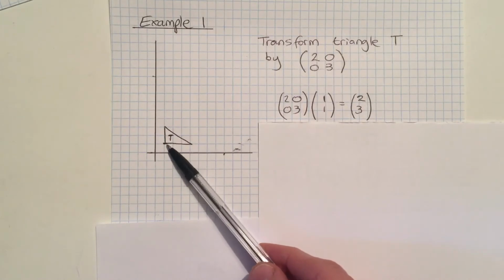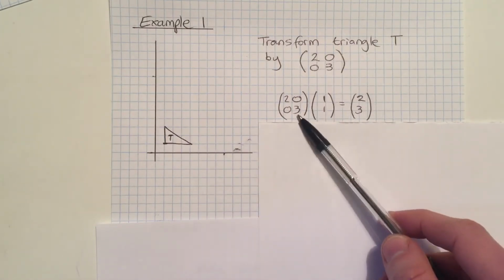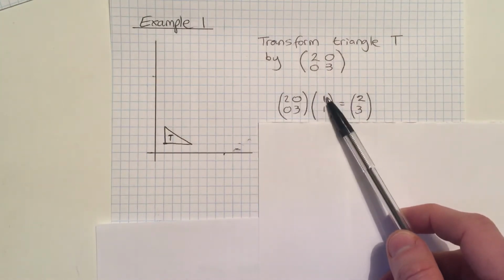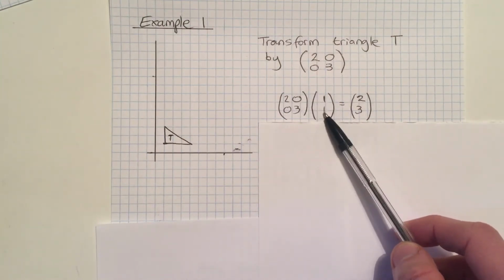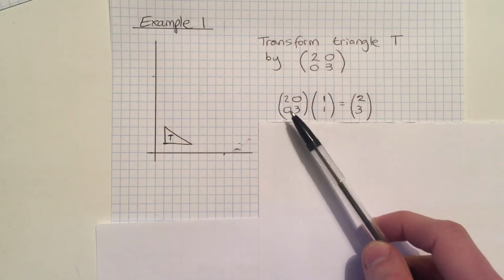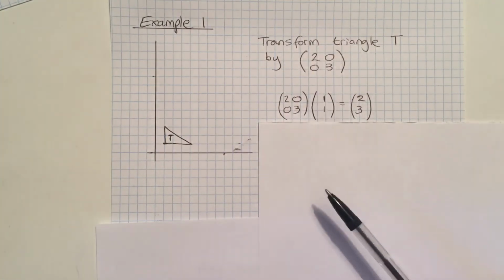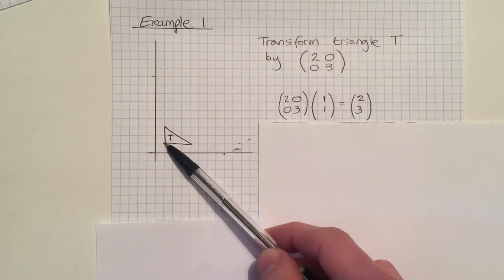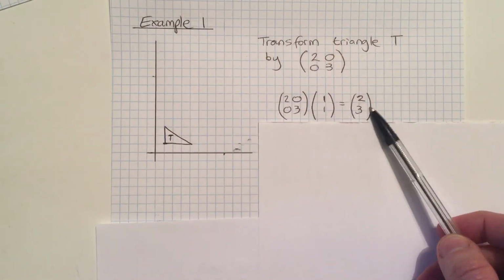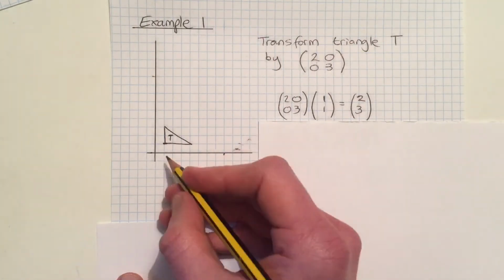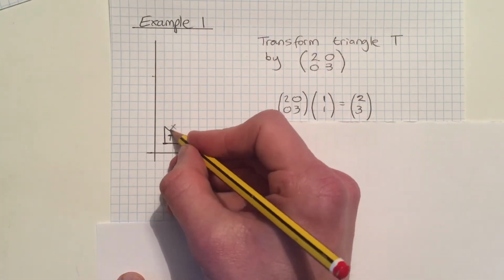So this is the coordinate 1, 1. So if I apply this matrix to the coordinate 1, 1, 2 times 1 plus 0 times 1 is 2. 0 times 1 plus 3 times 1 is 3. So this coordinate here gets transformed to the coordinate 2, 3. So I could mark on that coordinate 2, 3 to be here.